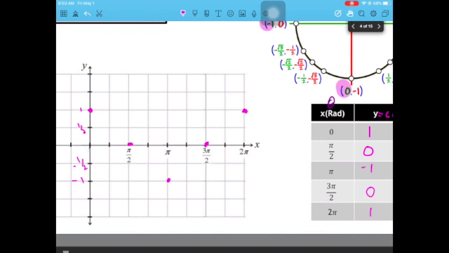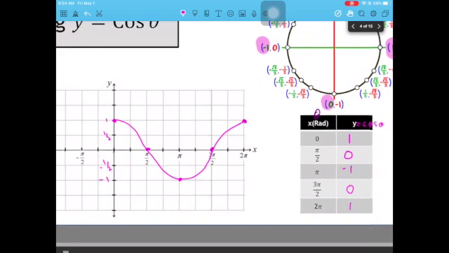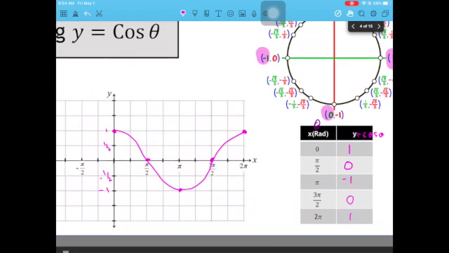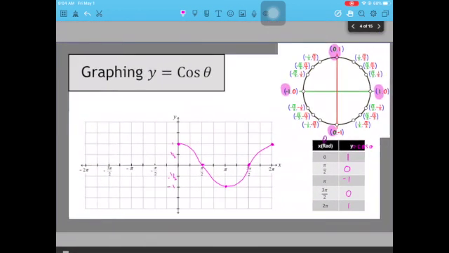Now remember that this is going to be kind of curvy, right? Kind of the way the sine was. So this one's going to look something like that. And there we go. That's going to be the graph of your cosine.